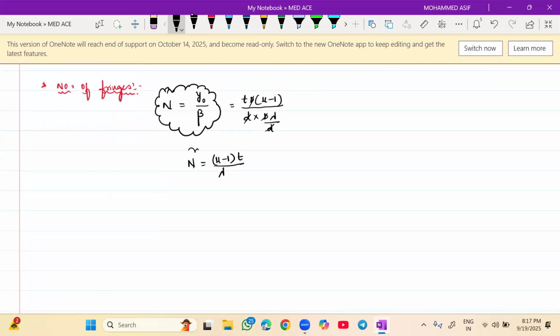In terms of refractive index, n equals (mu minus 1) into t divided by lambda. So the number of fringes which have been shifted when a thin sheet of mica is kept in front of one of the slits can be calculated by the formula n equals (mu minus 1) into t divided by lambda. Am I clear?